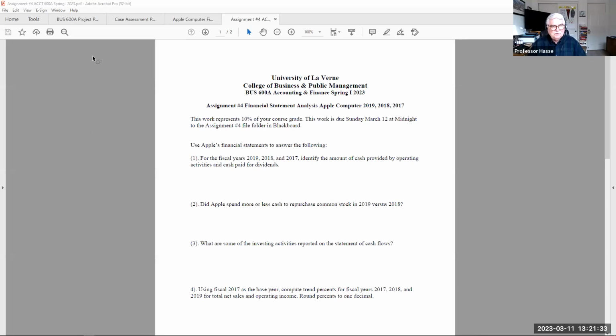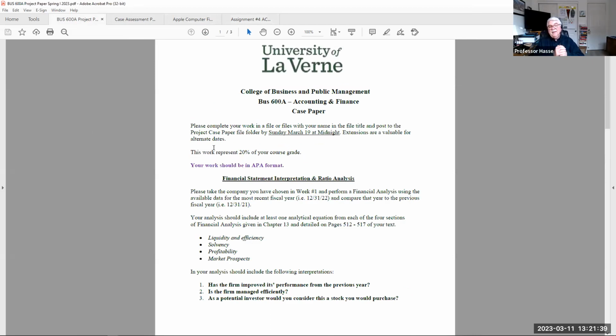Somewhat the reason why we do assignment 4 is to get you prepared for the project paper. And here's the project paper, which is more writing and analysis, using some of the aspects of what we talked about in assignment number 4. This is worth 20% of your grade. It's an APA format paper.